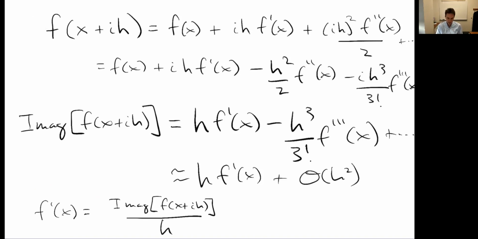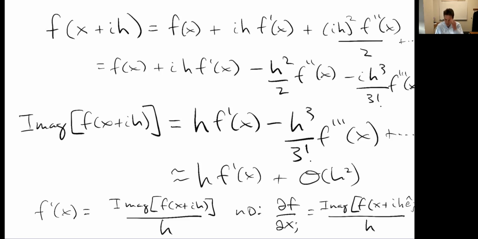And we could do the same thing in multiple dimensions. So in ND, this was in n dimensions, we'd have the partial of f with respect to xj, for example. That would be the imaginary part of f, where we would add an imaginary step in just the jth direction only, right? We have to do this one at a time, just like finite difference, divided by h. So basically the same kind of thing. All right, so this is crazy, but it works.